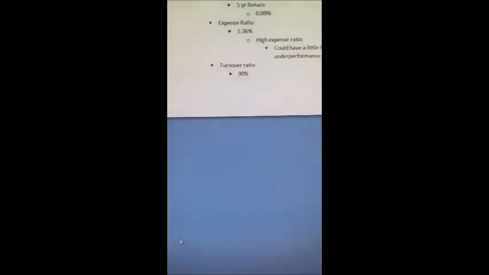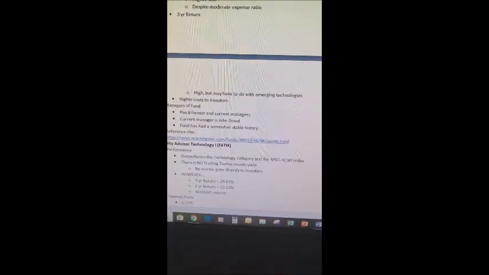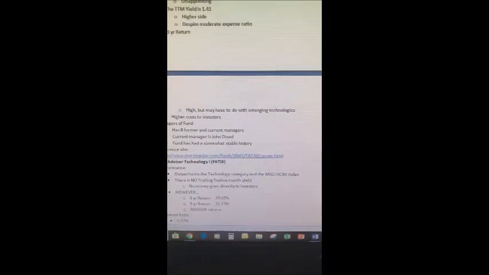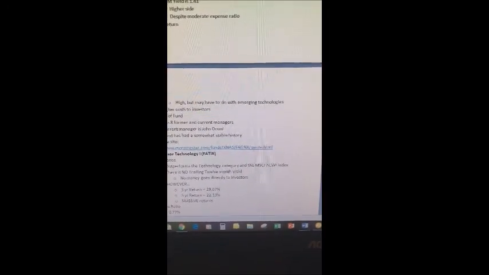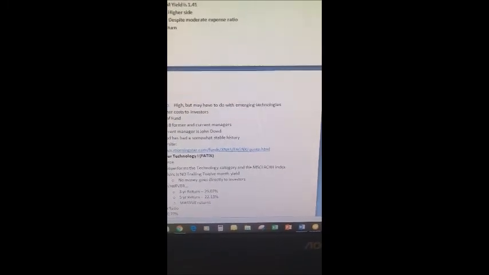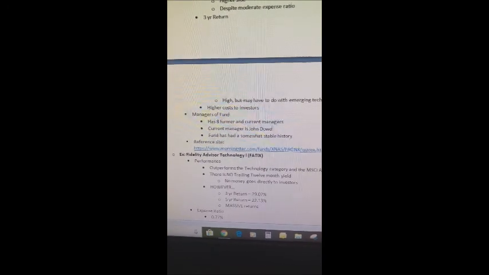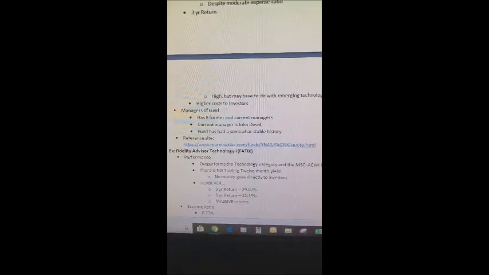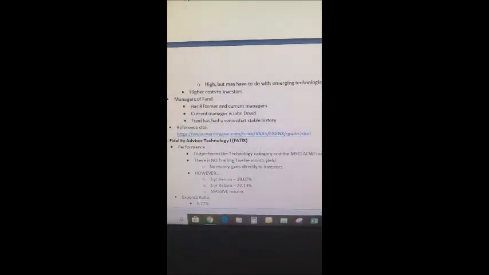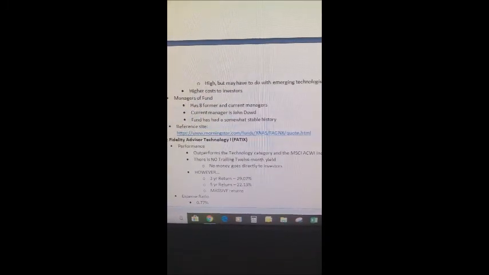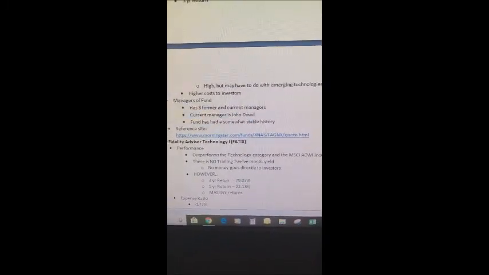The turnover ratio is 9%. That is a high number, but it probably has to do with emerging technologies. This, however, does make higher costs to investors. This fund has 8 former and current managers, and the current manager is John Down. The fund has somewhat of a stable management history.